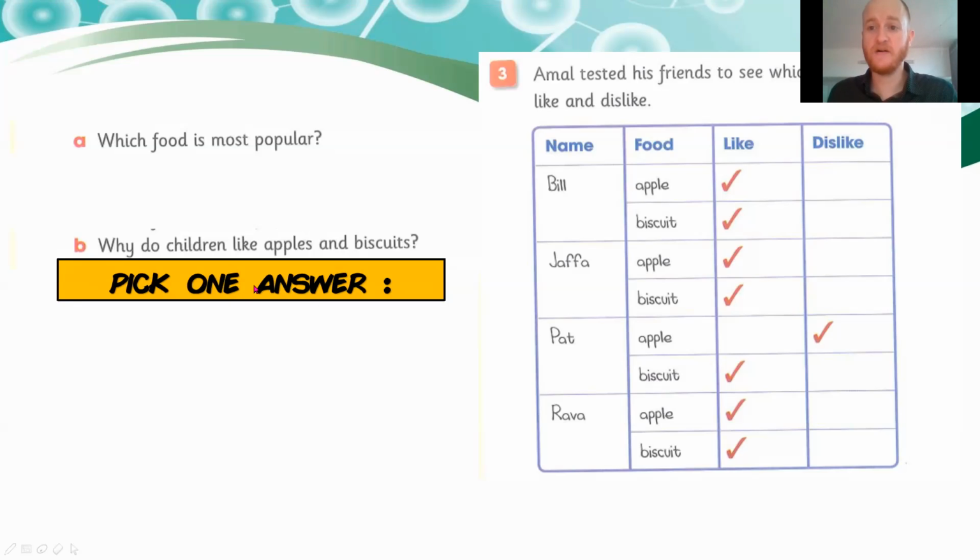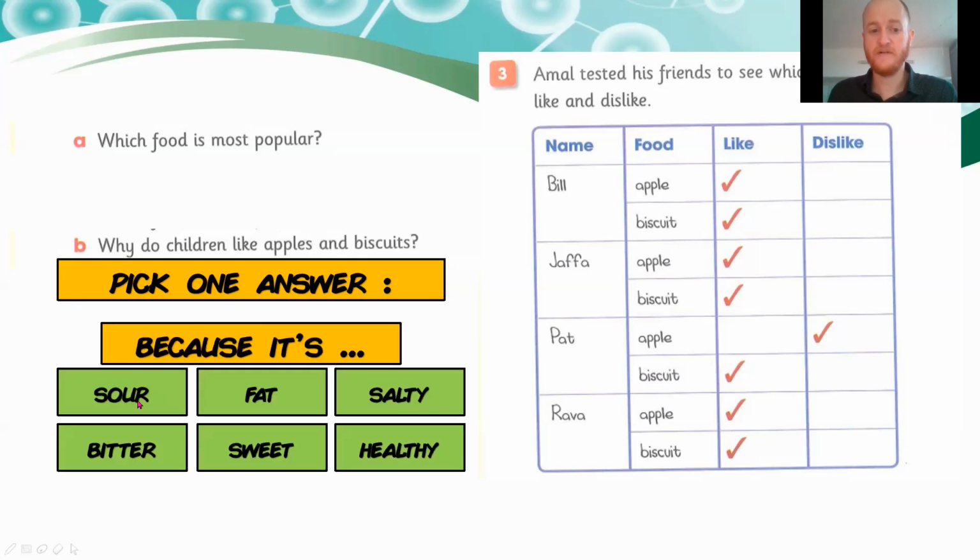You have to say because it's sour, fat, salty, bitter, sweet, or healthy. You pick one answer and you write it down under your question. Again, you can pause this video and do this question and press play later on.